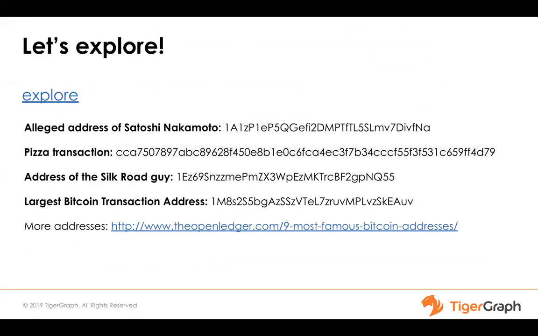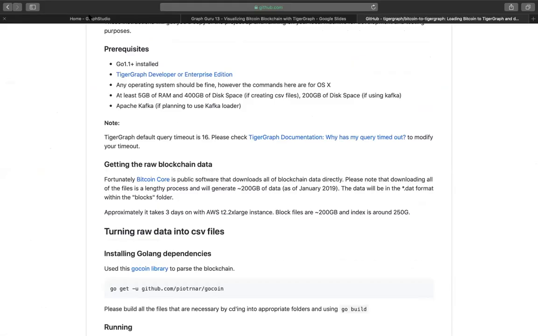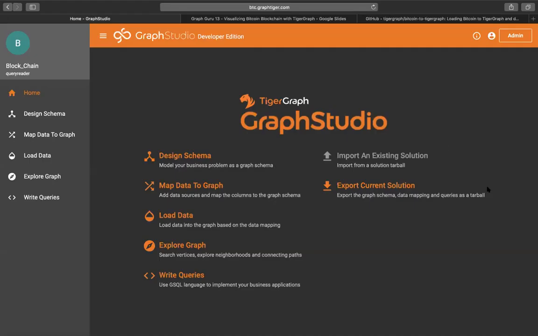So let's actually get started on looking at blockchain on TigerGraph. Here's GraphStudio for those of you who don't know what it is yet. This is basically the UI that is pretty user-friendly and allows users to create the schema, load the data, visualize the graph and play with it, and make queries. And it's really, really easy to use.